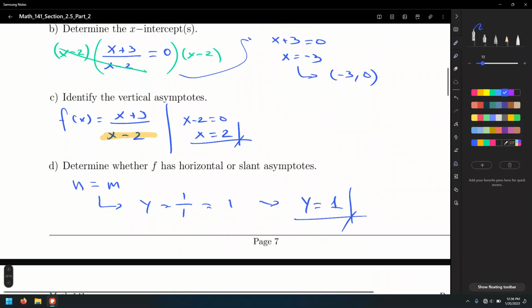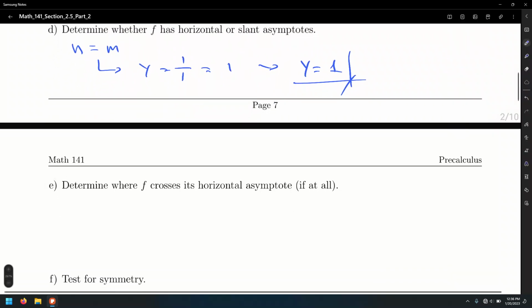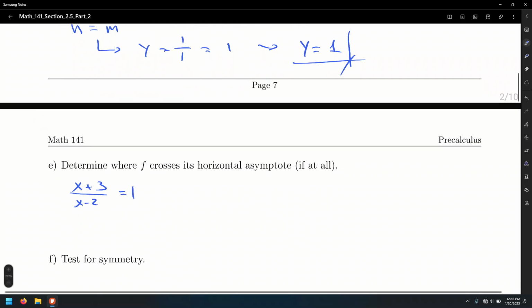Let's see what else. Oh yeah, the next part: determine whether f crosses its own horizontal asymptote. That is, set the function f of x equals x plus 3 over x minus 2 equal to the value of the horizontal asymptote, that is, set it equal to 1, and solve the rational equation. Multiply both sides by x minus 2: x plus 3 equals 1 times x minus 2. And notice the weirdness we're going to get. 3 equals negative 2. And this is a contradiction. That means the equation has no solution.